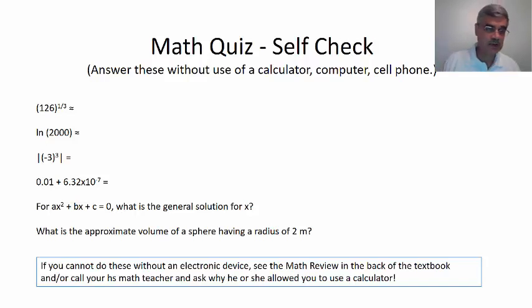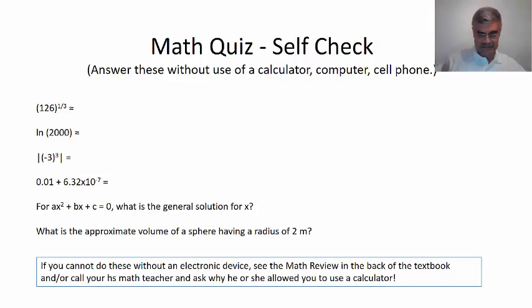For example, the first one, I've got 126 in parentheses and raised to the 1/3. What's the approximate, not necessarily exact, but the approximate value? ln, and then parentheses 2000. What is that ln? It's on my calculator. I remember seeing it. What does it mean? What's ln of 2000, approximately?